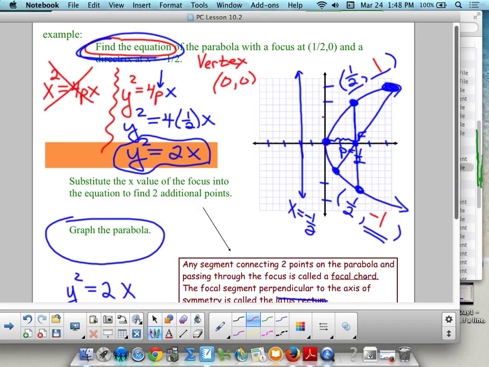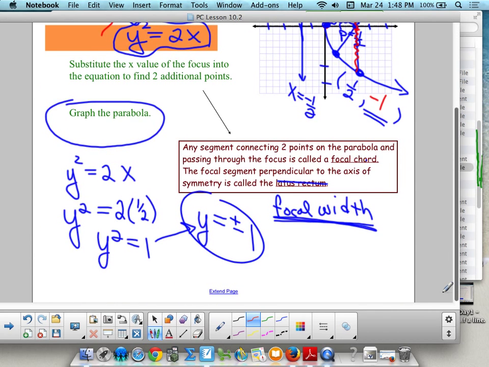Okay. All right. Hey, look closely, please. See that distance from there to there? That's up 1. See that distance from there to there? That's down 1. So what is the focal width of your parabola? 2. How wide is your parabola when it goes right through the focus perpendicular to the axis of symmetry? How wide is it? 2. Does that make sense? That's it. That's all you have to do.